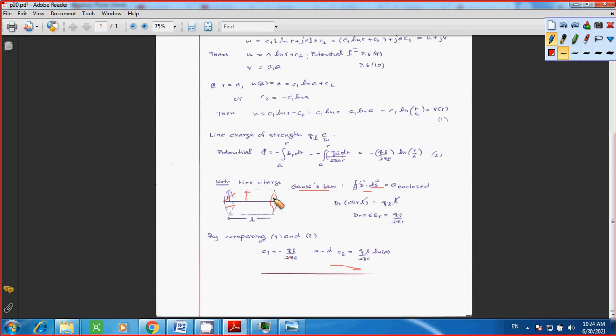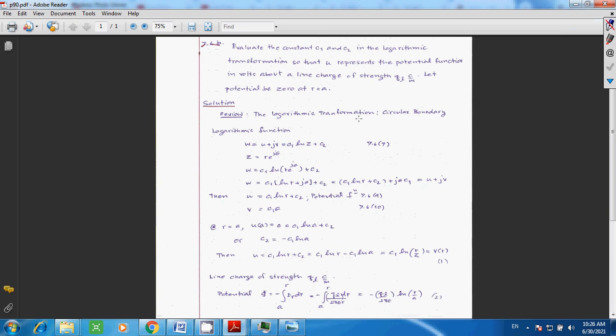And the area is going to be 2 pi r multiplied by the length. That becomes the surface. And for Q enclosed, it's simply equal to the line charge density multiplied by the length L. So that's why you end up with your ER equal to QL over 2 pi epsilon r. That's what we have right here. That's the problem 7.6b.